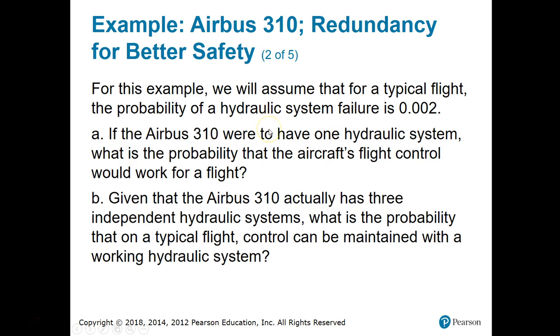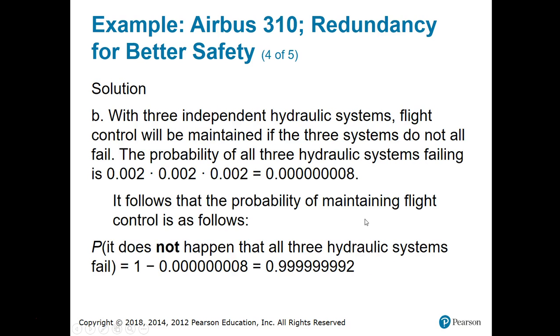All right, assume on a typical flight, the probability of a hydraulic system failure is 0.002. So that's not too bad. A plane with 1 hydraulic system, the probability aircraft flight control would work is going to be 0.998, which is 1 minus 0.002. Given the Airbus has 3, what is the probability that on a typical flight control can be maintained with a working hydraulic system? So we got 0.002 times 0.002 times 0.002. So the probability is going to be 0.999999992.